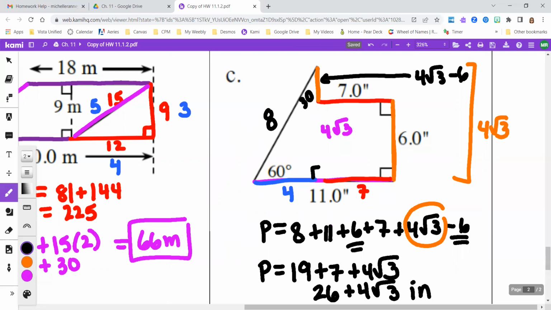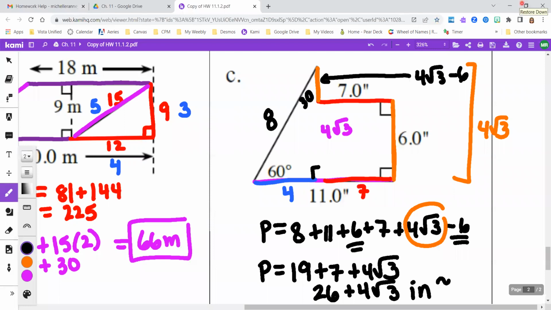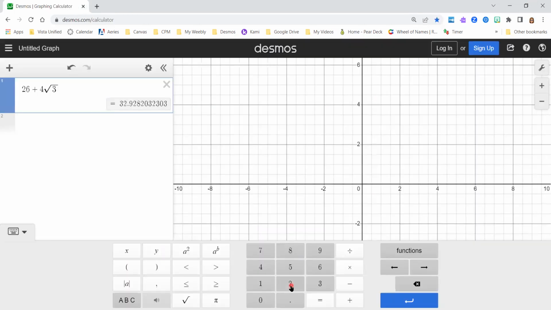Or put it in my calculator. So 26 plus 4√3. Let me start again. 26 plus 4√3 gave us a 32.93. So this is going to be about a 39.93. Yeah, just double checking.